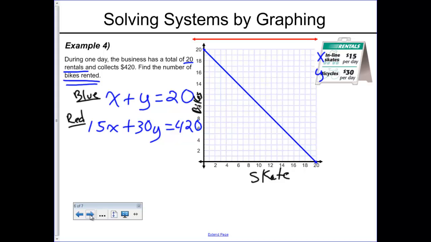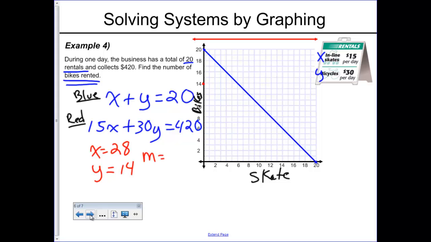When I go to graph the next one, I'm going to try the x and y intercepts and see what happens. When I try the first one, the x-intercept comes out to equaling 28, which is 420 divided by 15. And the y-intercept ends up equaling 14. Now I can graph the y-intercept at 14, which is here, but I can't graph the x-intercept at 28 because my graph only goes up to 20. But I can come up with the slope of this line.